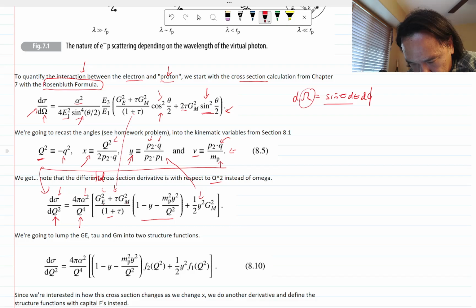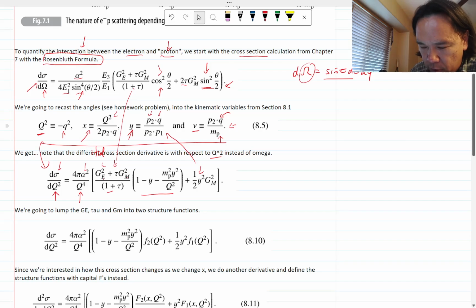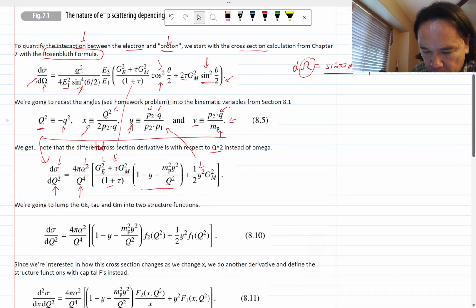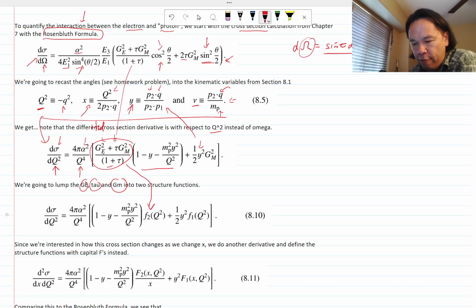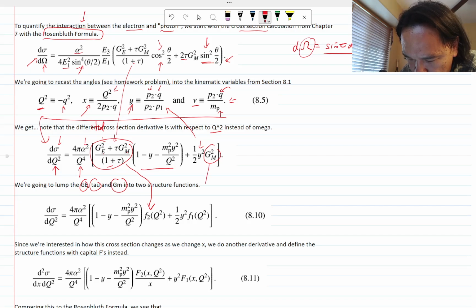This is all going to be, I think, the second problem in the homework, where you get to do all this algebra to do this change of variable. So what we're going to do is lump these factors of G_E and tau and G_M, all this stuff, together into this factor called F2. And then we're going to make G_M basically F1, just to make it the same thing.